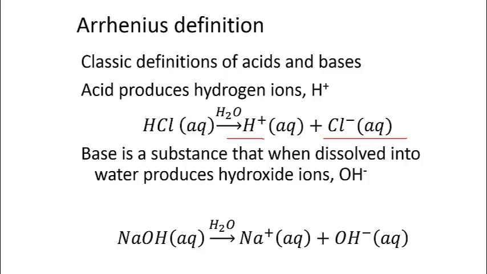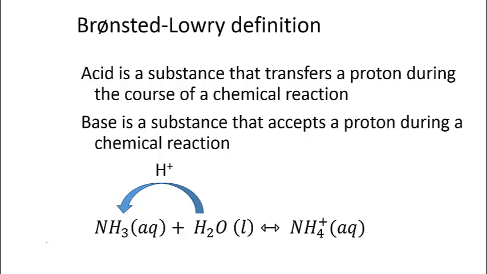Now, according to Arrhenius, a base is a substance that when it's dissolved into water will produce hydroxide ions, OH-. According to Arrhenius, sodium hydroxide would be a good example of a base. NaOH dissolved into water yields Na+ and OH-. On the other hand, Bronsted and Lowry defined an acid as a substance that transfers a proton during the course of a chemical reaction. They defined a base as a substance that accepts a proton during a chemical reaction.